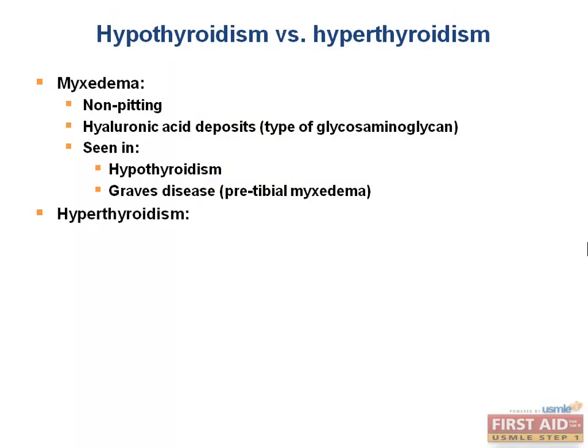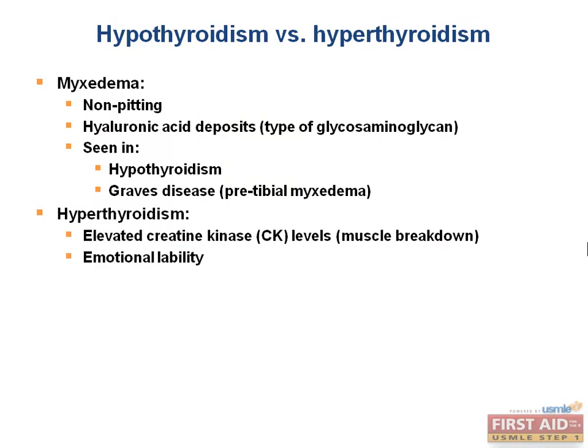In hyperthyroid patients, one might also have increased CK levels that might reflect muscle breakdown. Also, patients are emotionally labile and may go through phases of euphoria, depression, and delusions.